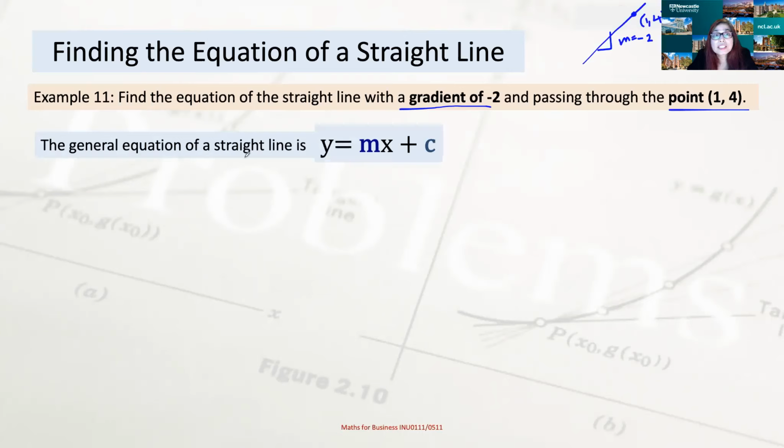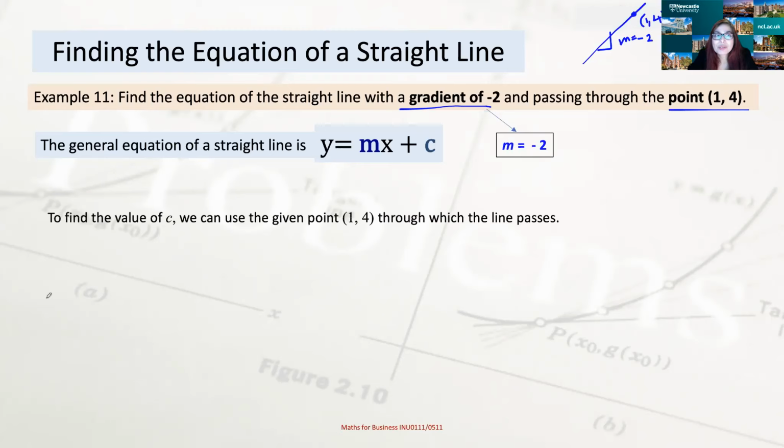Now how will you find it? The general equation of the straight line, you know, is y is equal to mx plus c. You know m is equal to minus 2. You know a point. So what can you do to find c? You just substitute the value of m and the point in the straight line. So y is 4 and x is 1. You have the m value, the y value, the x value. What is unknown? c is unknown. You can find the value of c.